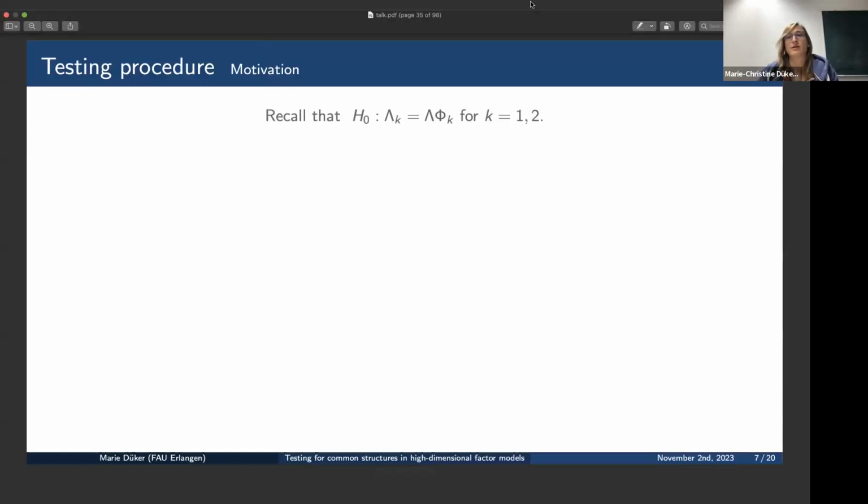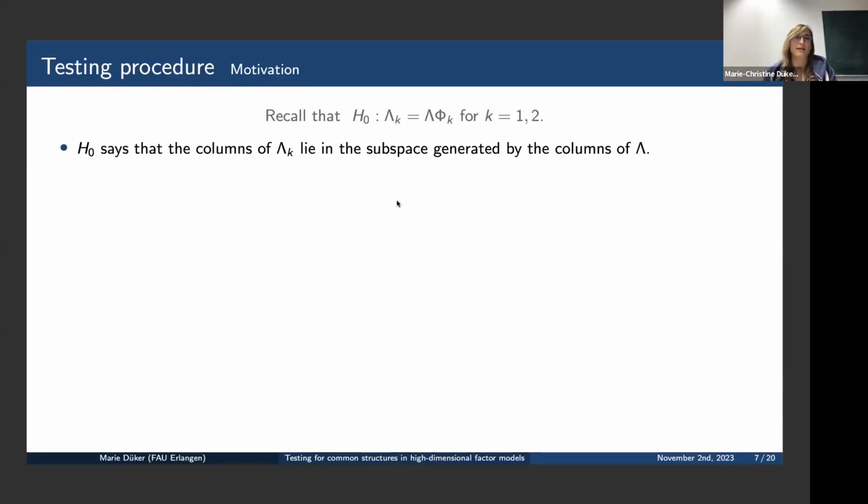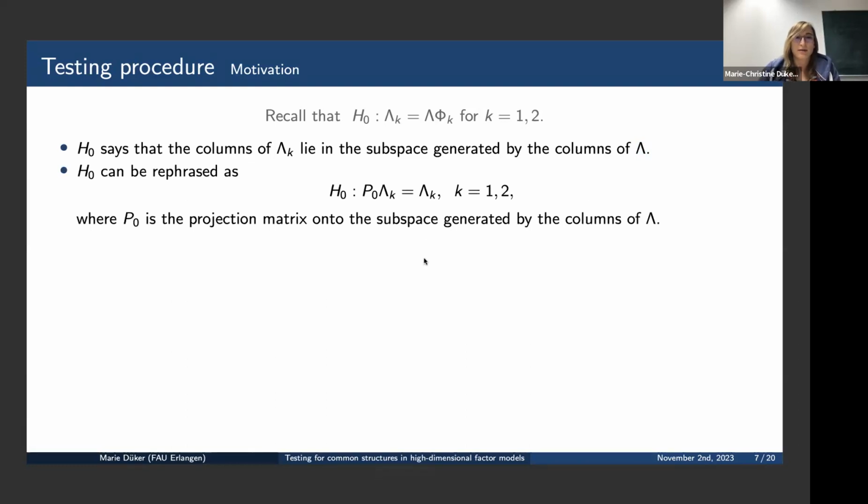Okay, so coming to the testing procedure. In order to propose a test for that, let's recall our hypothesis and think of what this hypothesis actually means. It just says that the columns of our lambda k lie in a subspace generated by the columns of this joint matrix lambda. And then the hypothesis can actually be rephrased through a projection matrix P0. The hypothesis can then be written as a transformation by this projection matrix, and we should still get the same lambda k by applying this projection matrix, because we are using the projection matrix onto the subspace generated by lambda.